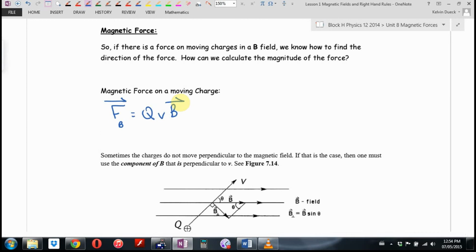Except these have to be at right angles to each other. Otherwise, your right-hand rule thingy doesn't work. It turns out it's only when a charge is traveling perpendicular to a magnetic field that it feels a force. If it's traveling parallel to a magnetic field, it feels no force.